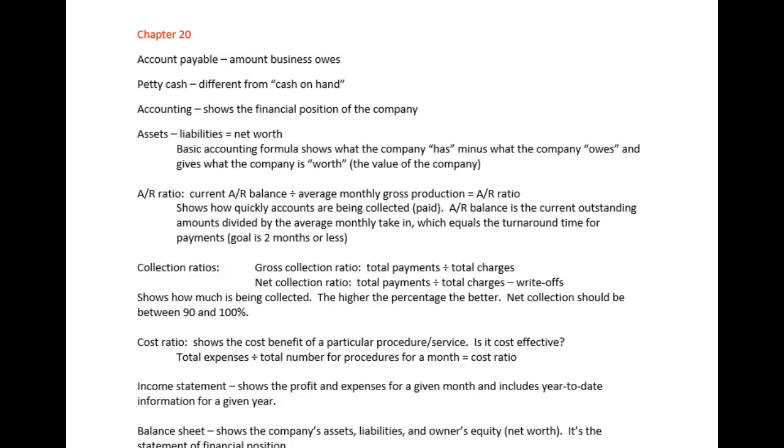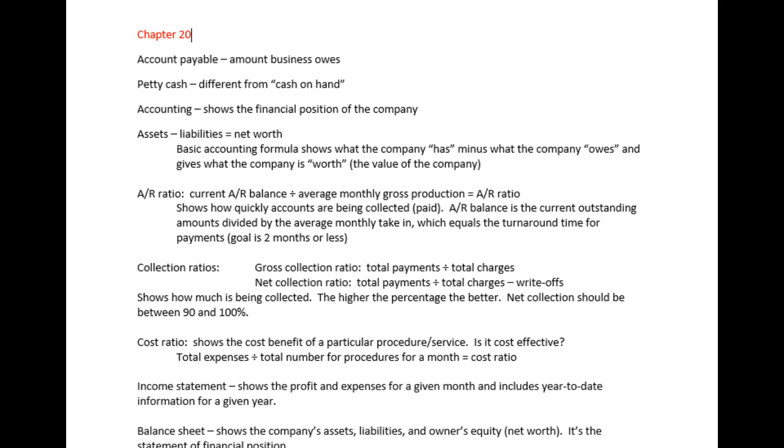Okay, chapter 20. I did just a quick notes sheet here because otherwise I wouldn't have anything on the screen to show you guys, because you don't have any assignments outside your workbook for this chapter, and the assignments that are in the workbook are pretty self-explanatory. So this is just a quick sheet to give you a review of the chapter.